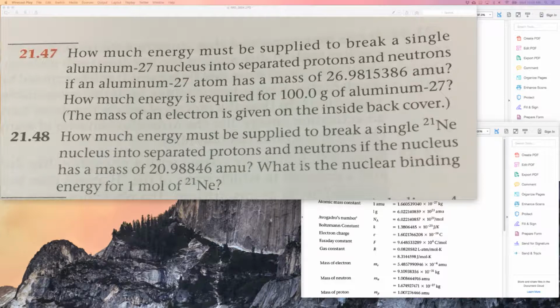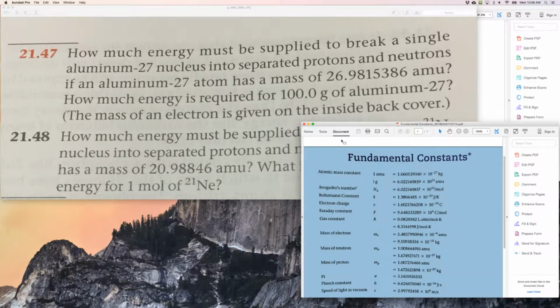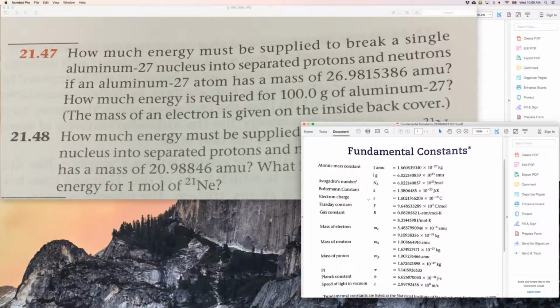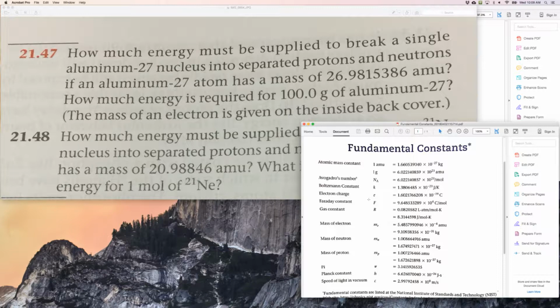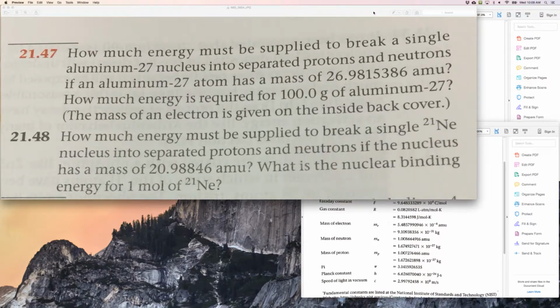They tell us that the mass of the electron is on the inside back cover. Now remember, I have given you the fundamental constants in your reference material. So for any problem that involves you needing the values of the mass of electron, neutron, and protons, those are going to be given to you on a sheet like this for your assessment. Okay, so where do we start?